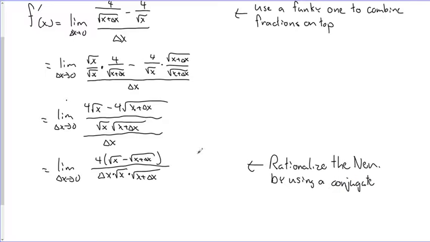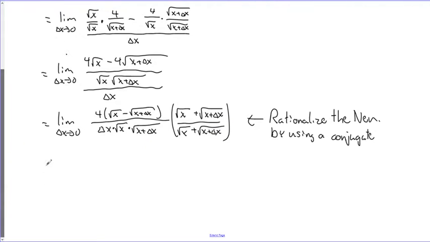And it's another funky one. So this one right here, I'm going to go square root of x plus square root of x plus delta x over the square root of x plus square root of x plus delta x. I have that. That's my multiplication here. And remember, a plus b times a minus b is equal to a squared minus b squared.